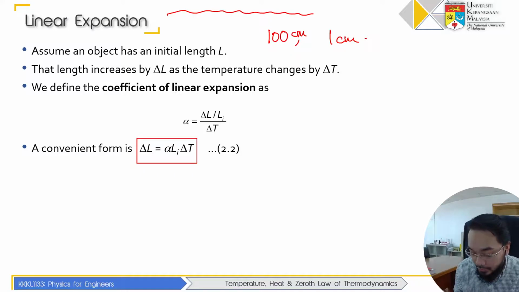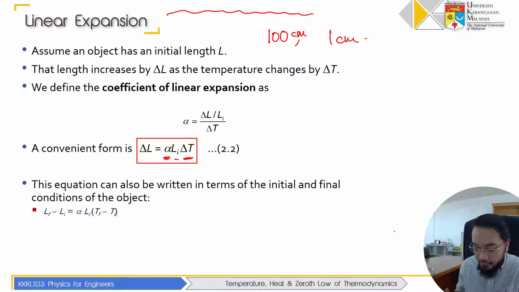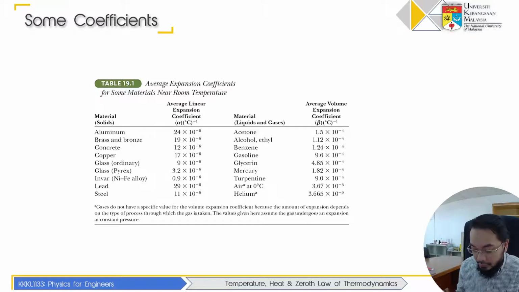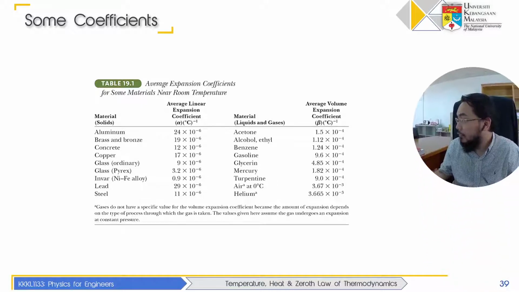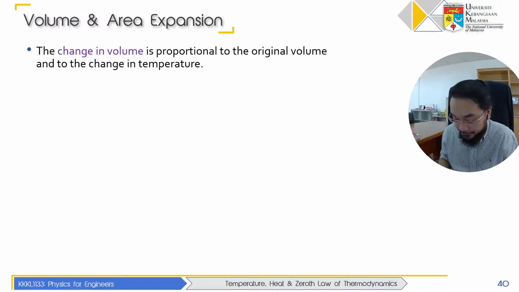We can know the change of the length by knowing the coefficient of expansion, which is different for different elements or materials, and the initial length, and also the temperature change. That is very straightforward, and I think you all know that different materials will have different coefficients of expansion.